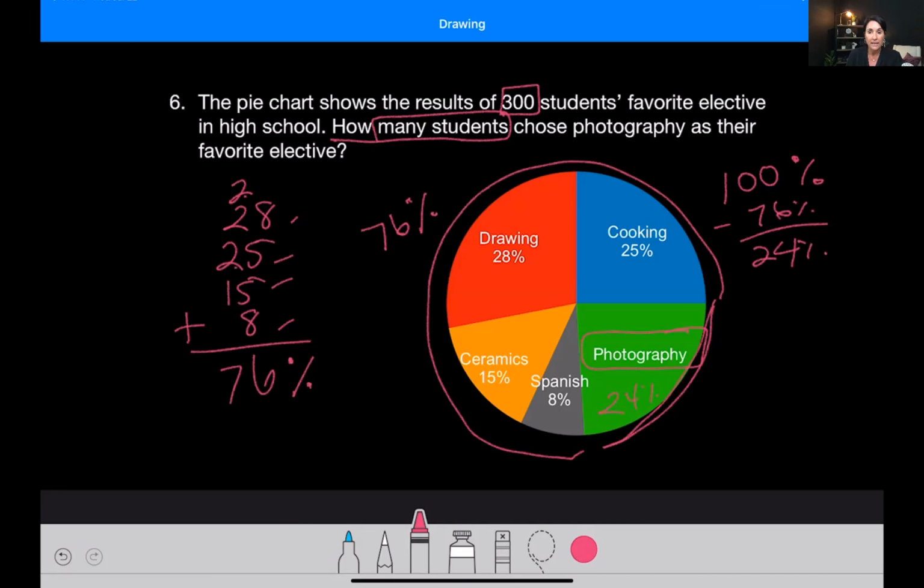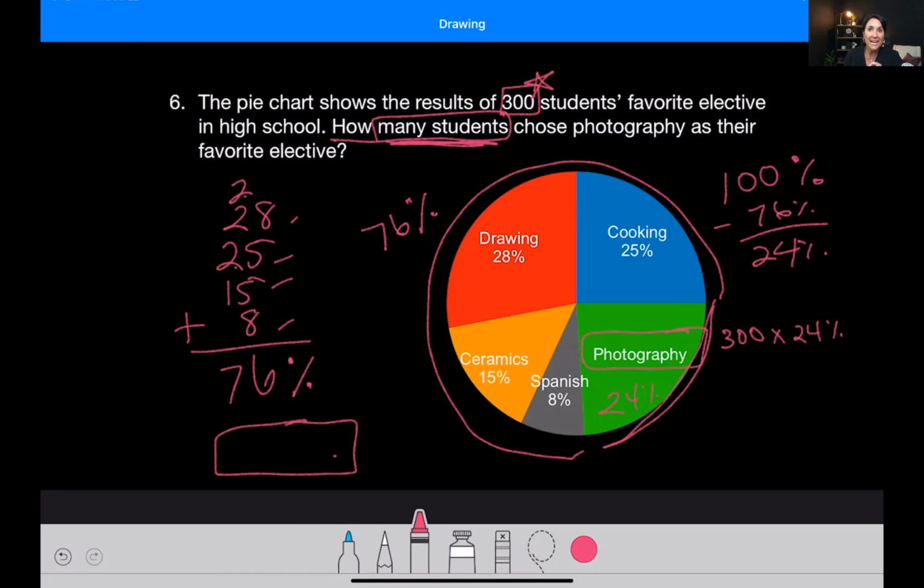24% want photography. Now, some of you have your little box here. You go, oh, got it, 24%. Done, and you move on. Careful. They're not asking you what percent. They're asking you how many students. So now I have to figure out what is 24% of the 300 students who are taking this survey. I'm not done yet. So let me take this off of here because I can't fill in my box yet. So 24% of 300 students. Well, what does that mean? That means 300 times 24%, because of means to multiply.